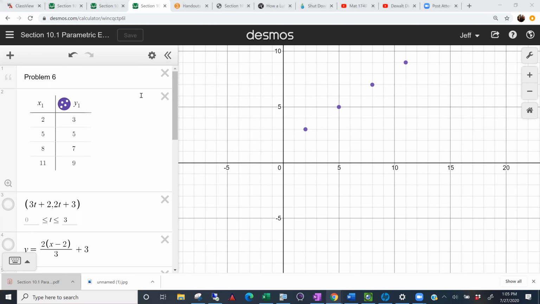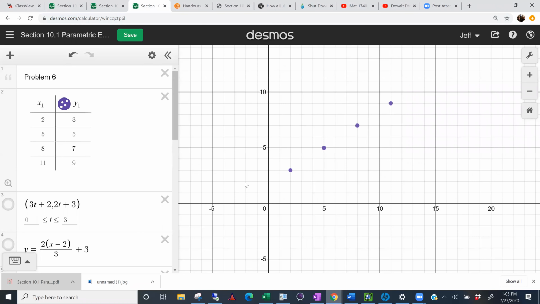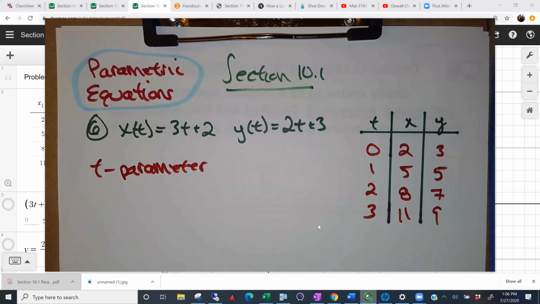And if you look at the points that we came up with on our sheet, I've got those exact points right here. 2 and 3, 5 and 5, 8 and 7, and then finally 11 and 9. So there's our points. Now what do these points kind of suggest? What do you notice about all these points? They're linear. Yeah, they all seem to be in a straight line. So let's go back and see if we can figure out what that line is by eliminating the parameter.